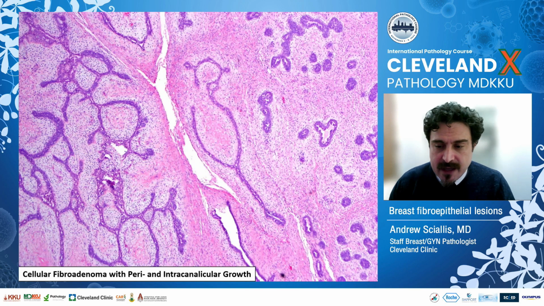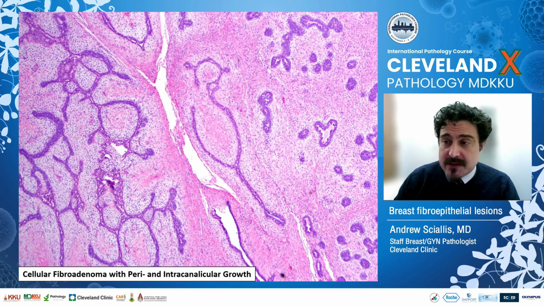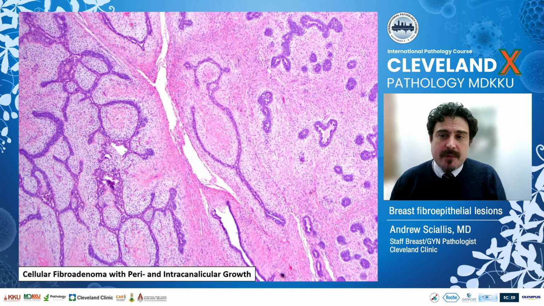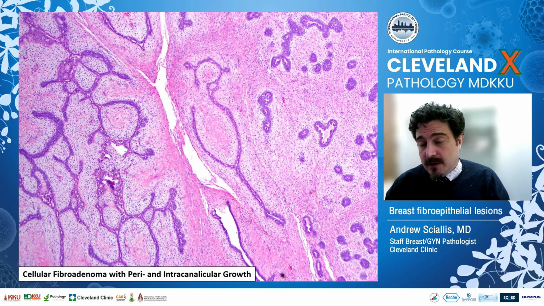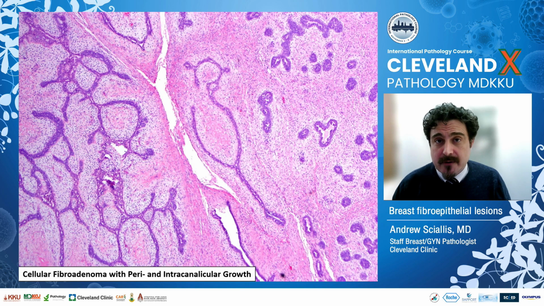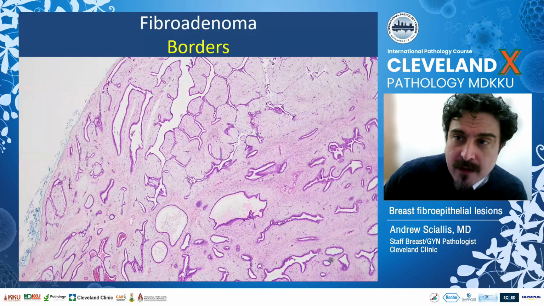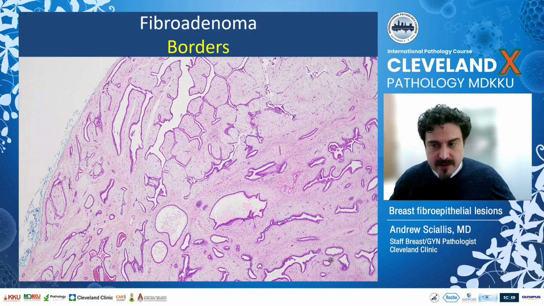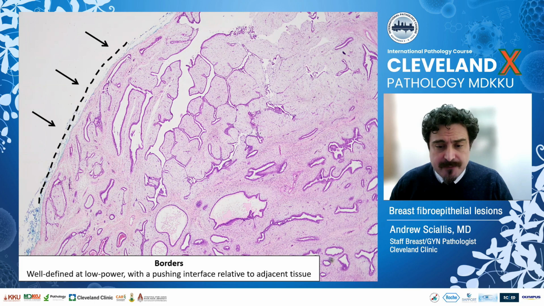Cellular fibroadenomas can have peri- and intracanalicular growth at the same time. One area over here looks like pericanalicular growth and intracanalicular over here. Again, this really doesn't mean that much. It just is helpful to recognize it because sometimes when a lesion has a lot of intracanalicular growth, it can look a little bit like a phyllodes tumor. And that's something that's going to be challenging for every pathologist. The borders of a fibroadenoma: going from low power and then hopefully into higher power, the borders of a fibroadenoma should be very well defined.